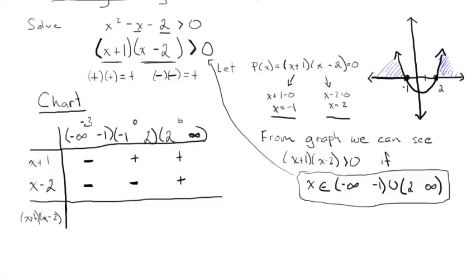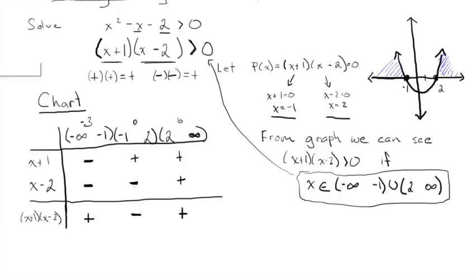Now here you're going to think about the product, x plus 1 times x minus 2. So if I multiply x plus 1 times x minus 2, I'd be multiplying a negative number times a negative number, which is a positive number. Here, a positive number times a negative number, which is a negative number. A positive times positive, a positive.